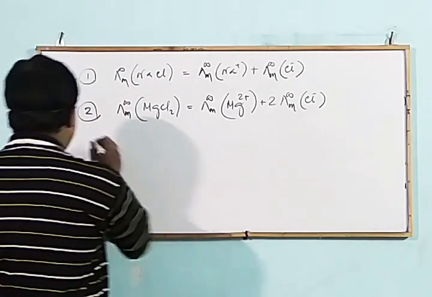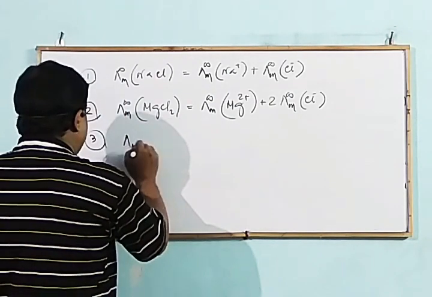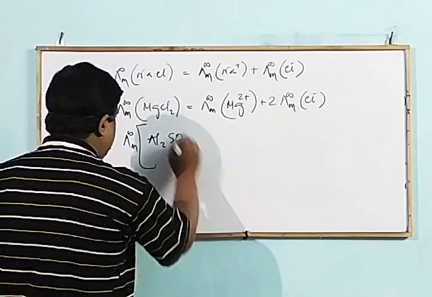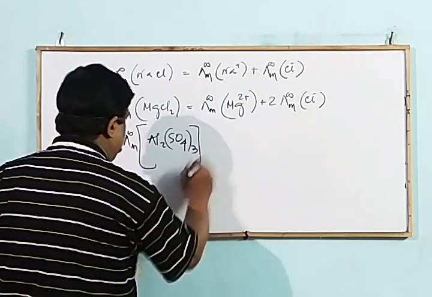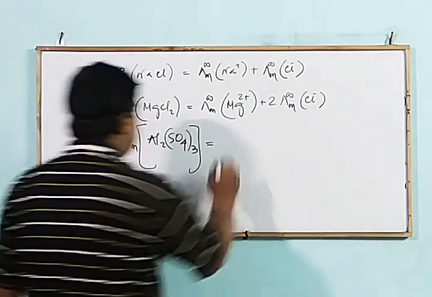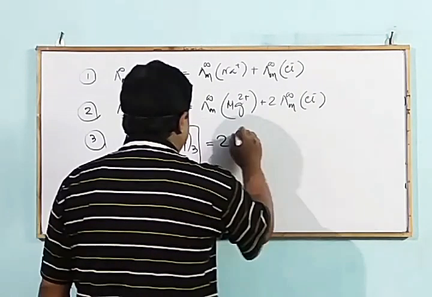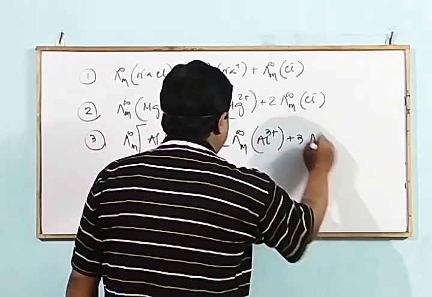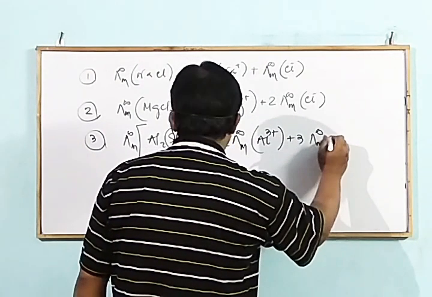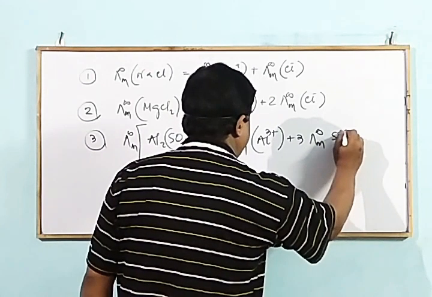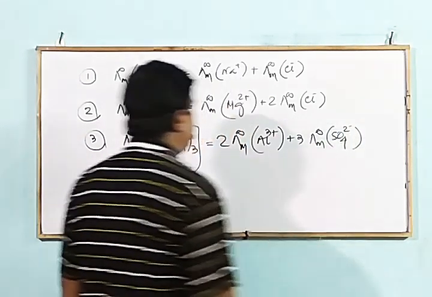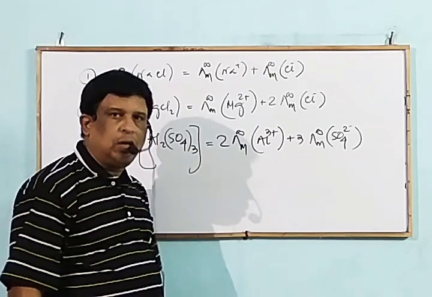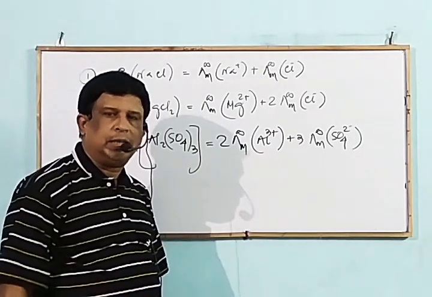Similarly, for another example, the molar conductivity at infinite dilution of aluminium sulfate, Al2(SO4)3, is 2 into the molar conductivity at infinite dilution of aluminium ion plus 3 into the molar conductivity at infinite dilution of sulfate ion. This is the application of Kohlrausch's law to a particular electrolyte.